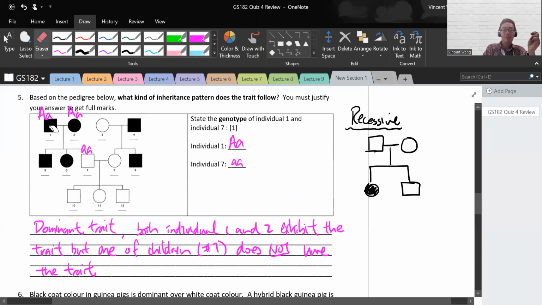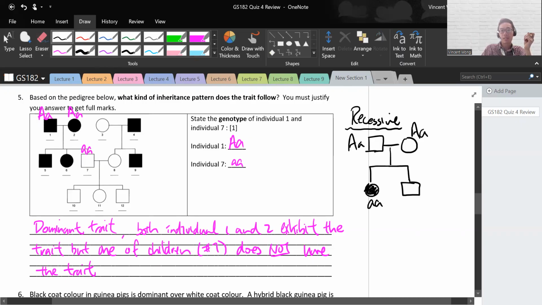For dominant, parents both have it, but one of the kids does not. For recessive, it's the other way around. Both of the parents don't have the trait, but one of their kids does. Okay, at least one of their kids does. That's what I should say. All right. So in this case, big A, small a for the parents, and then small a, small a.